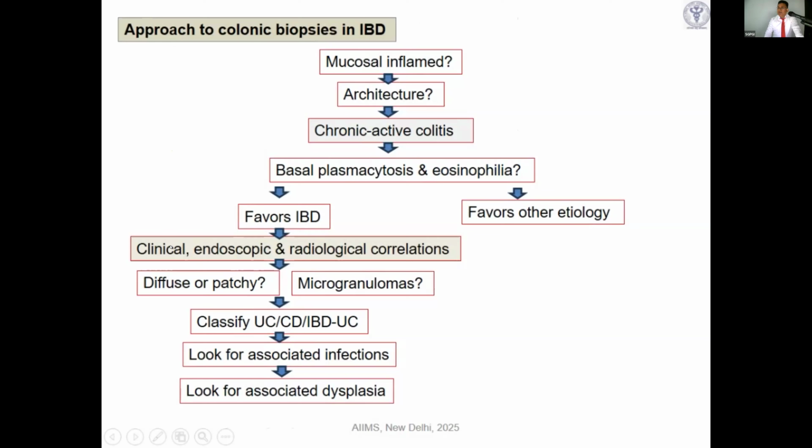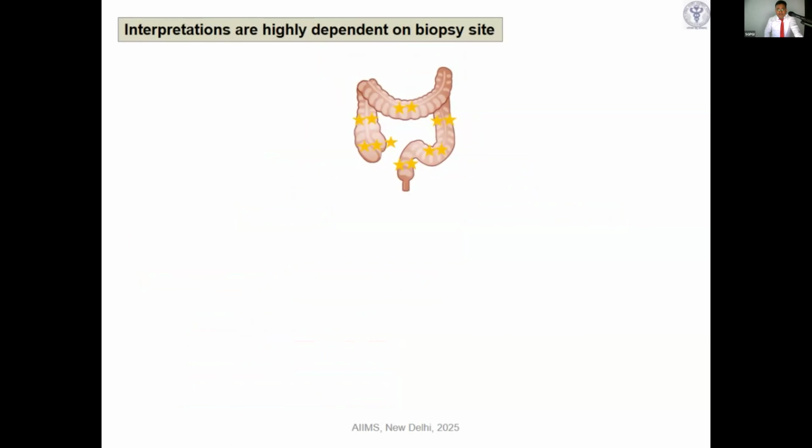Then we always have to correlate with the clinical, endoscopic, and radiological findings, because it may look like Crohn's to me. I have seen cases that are not phenotypically Crohn's and not responding to treatment. That you have to always see. You have to see whether the disease is patchy or diffuse. We have to see if there are microgranulomas. If it fits into one of the types, you classify it, or you can say this is unclassified. Look for associated infections and look for dysplasia, which I am not covering today.